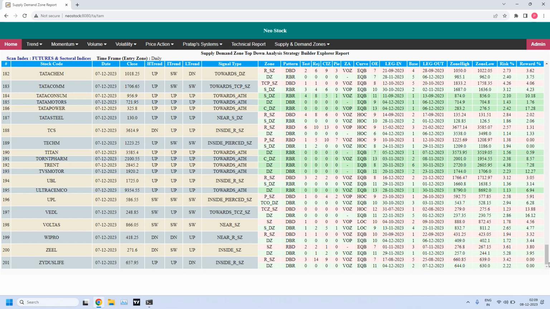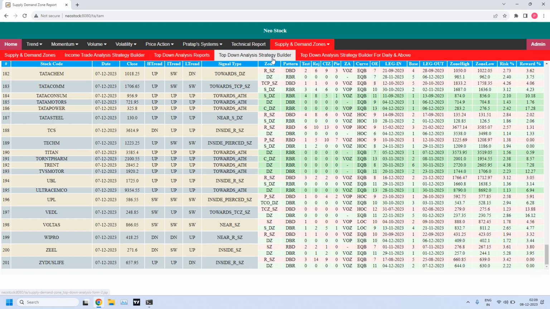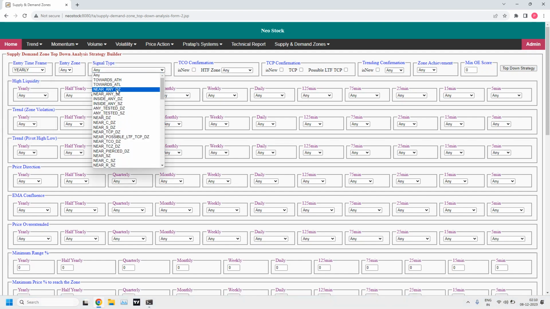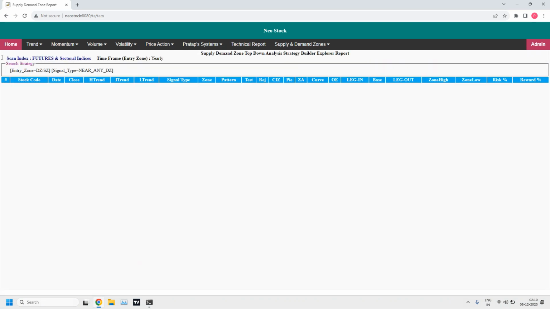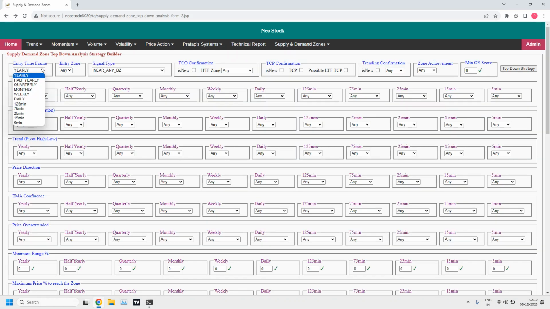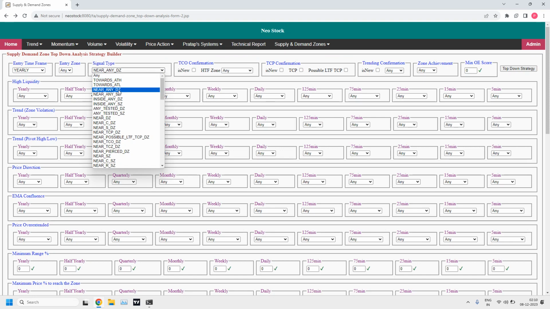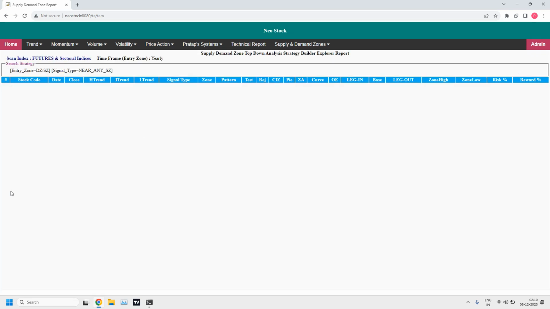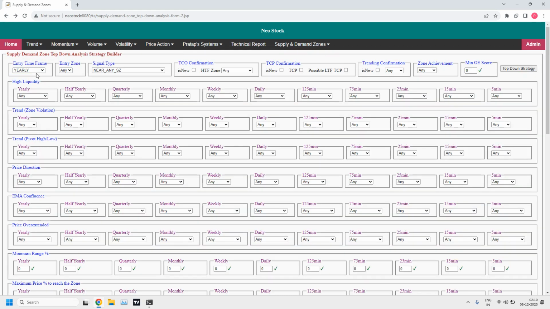So this is about the complete list of the stocks filtered from our software. Now let us generate demand and supply zones for all the time frames. Entry time frame is yearly. Let us find the stocks near to the yearly demand zone. No stocks are filtered. Let us find the stocks near to the yearly supply zone. No stocks are filtered. Let's go back.